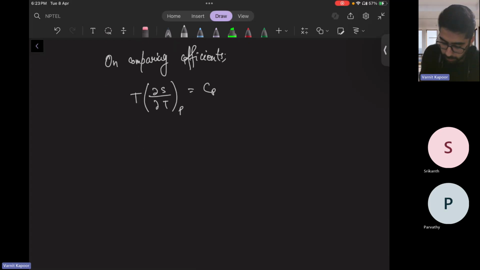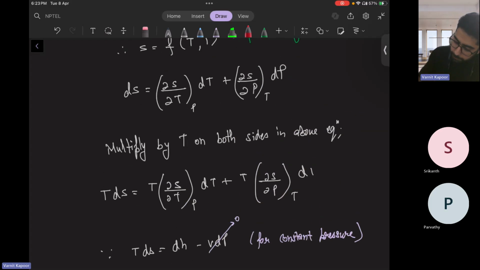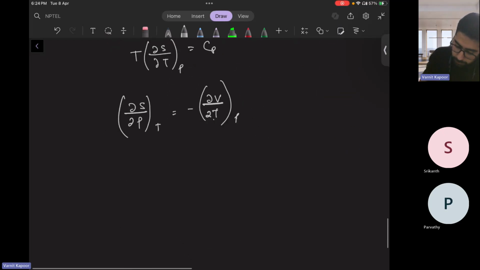And from the Maxwell relation, ∂s/∂p at constant temperature is nothing but negative of ∂v/∂t at constant pressure. You got the second one as well. Now, if you say that this equation is equation number 2, put above values.